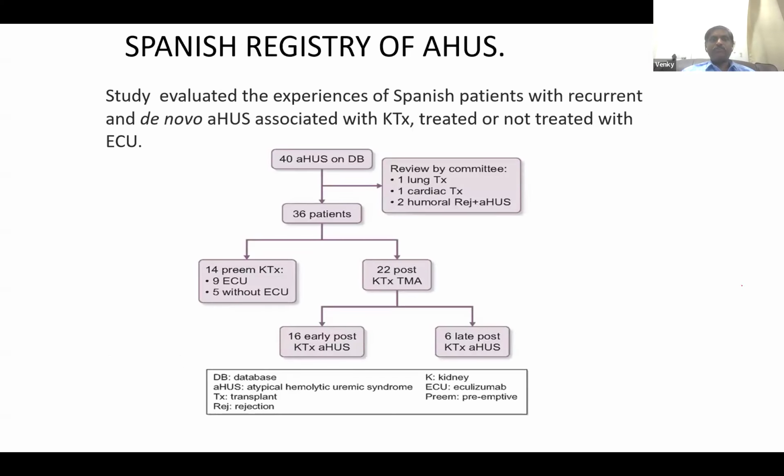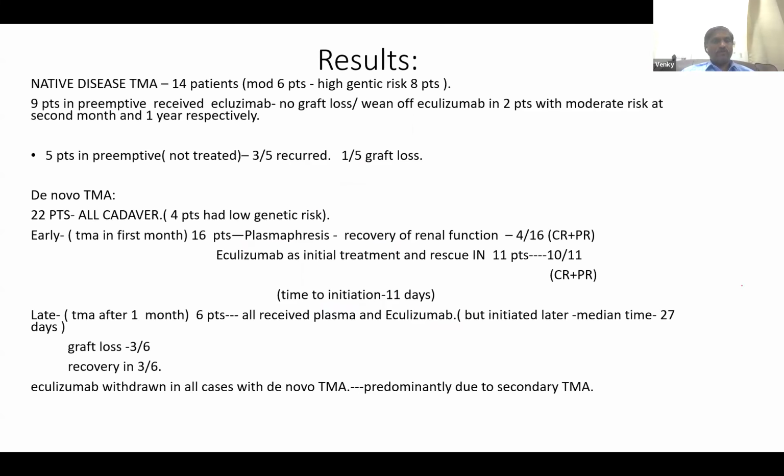This is a Spanish registry of atypical HUS. It was also a retrospective cohort study. Here they included 36 patients, where 14 patients had a diagnosis of atypical HUS at the time of transplant, and 22 patients had a de novo TMA after transplant. So these were the results. 14 patients had a native kidney disease of TMA, with a moderate genetic risk in 6 patients and high genetic risk in 8 patients. So this was the 14 patients.